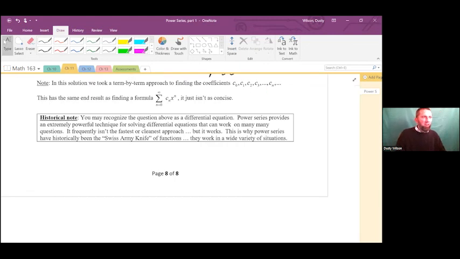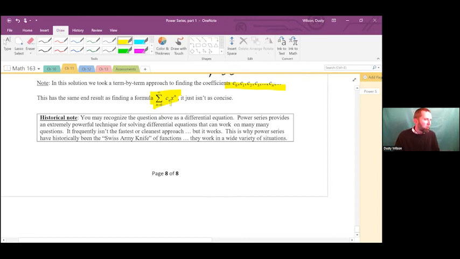So note, in this solution, we took a term-by-term approach to finding the coefficients c naught, c1, c2, c3, dot dot dot, cn, etc. That is, we found an expression for each one of those coefficients. This has the same end result as finding a nice clean formula, sum from n equals 0 to infinity of cn x to the n. It's just that the notation where we find all the c's is not quite as concise as the notation where we have the sigmas involved.